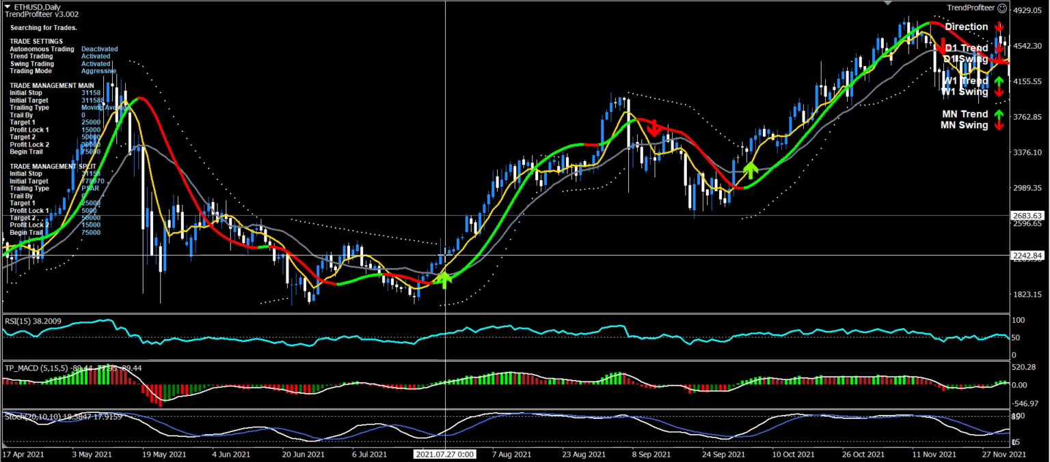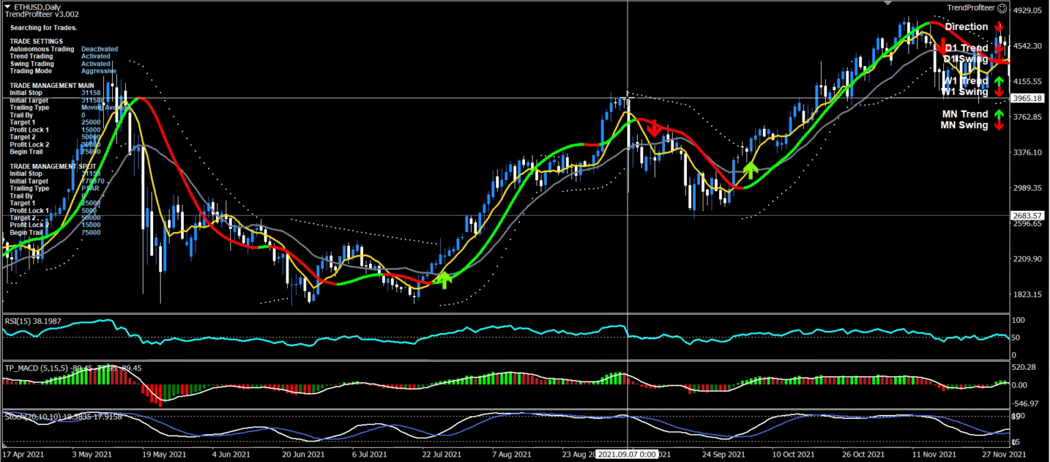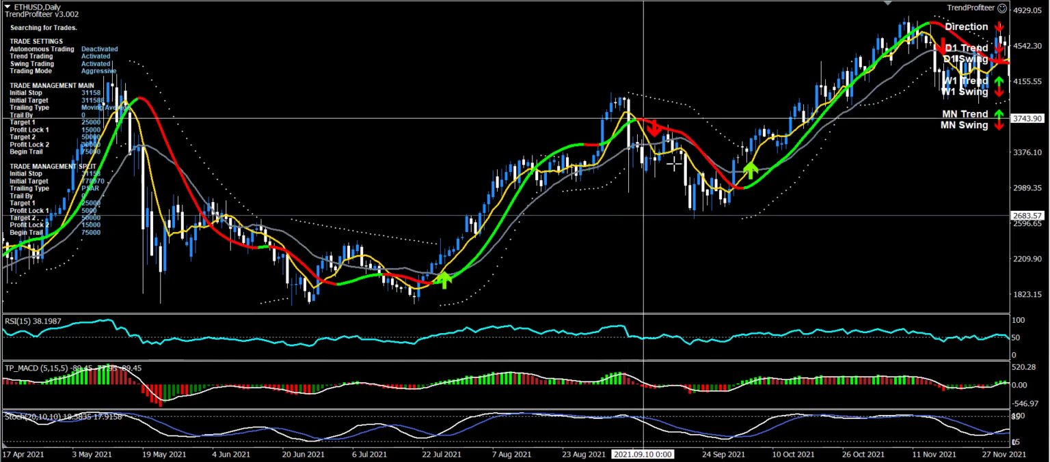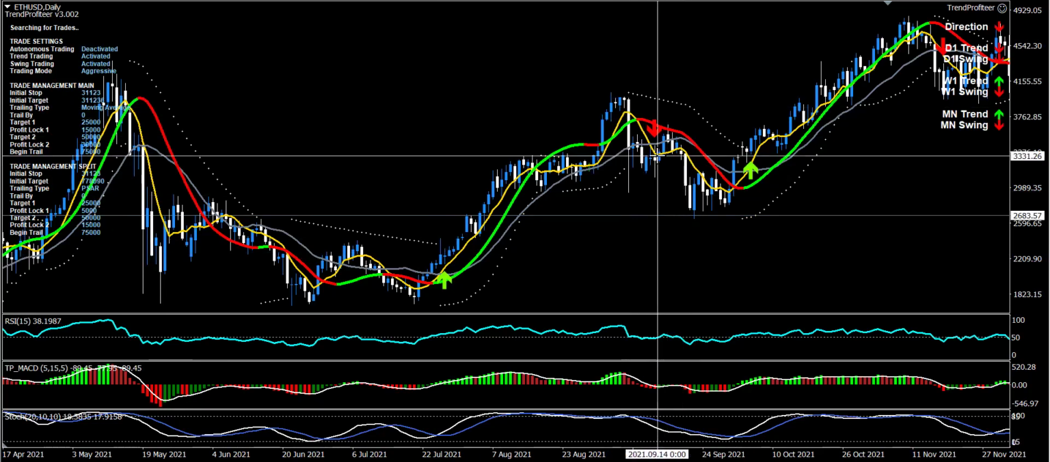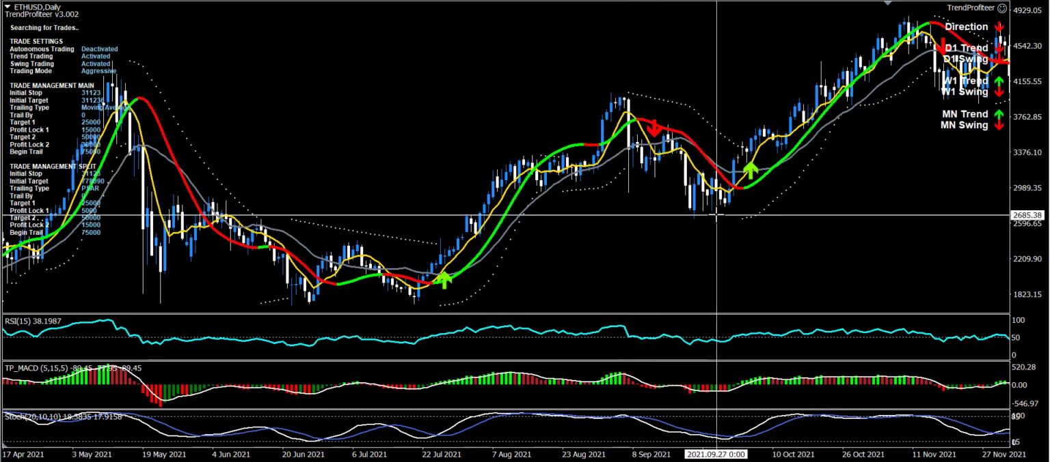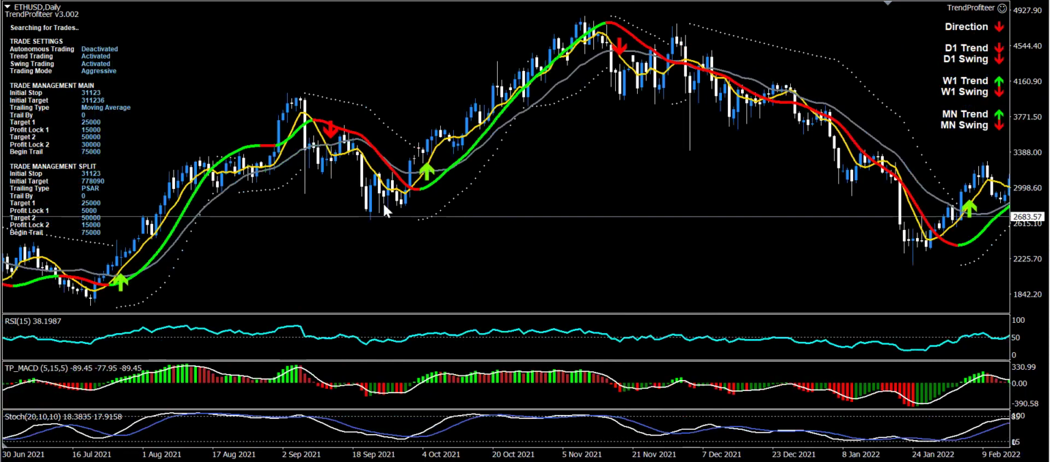Here we've got Ethereum at 2.2, taking us all the way up to around 4 grand again. We've got a counter move to the downside here at 3.3 down to 2.627. So you would have locked in profits. You've got your full trade management here.